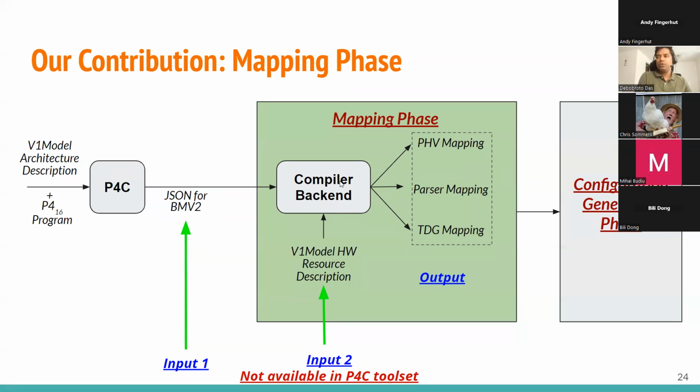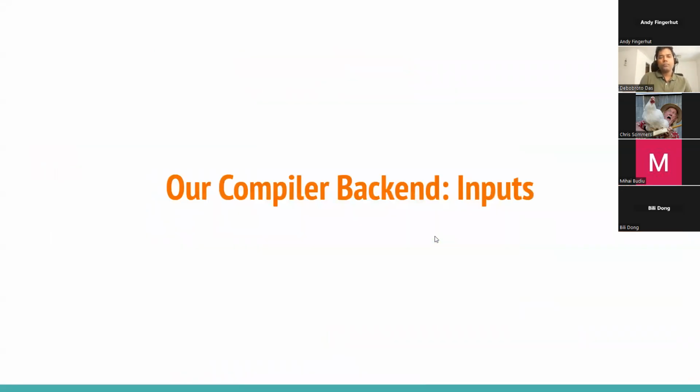Then if you want to check your P4 program's feasibility on a specific hardware, you need to specify the resources. In the P4C toolset, I think there's no such option. So I have built a simple JSON-based description language to describe the resource amount of a V1Model architecture. These are the two inputs of my compiler backend. Using these two inputs, my compiler backend will generate three types of mapping: the physical header vector mapping, the parser mapping, and the table dependency graph mapping.